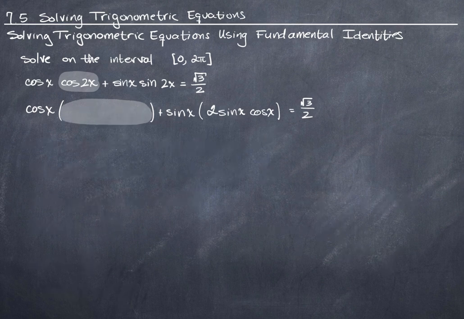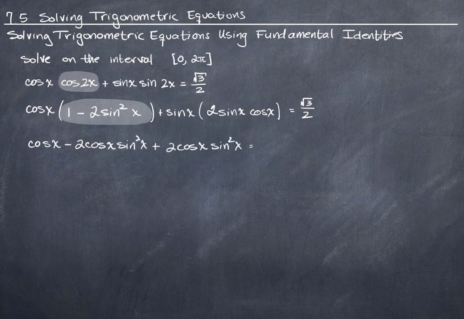This time, let's try 1 minus 2 sine squared of x. That's another way to write the cosine of 2x. Okay, again, I'm going to distribute the cosine of x times 1 minus 2 times the cosine of x times the sine squared of x plus 2 times the cosine of x times the sine squared of x equals root 3 over 2. Now notice that this is minus 2 cosine sine squared and this is plus 2 cosine sine squared. So those actually cancel and I'm left right away with cosine x equals root 3 over 2.